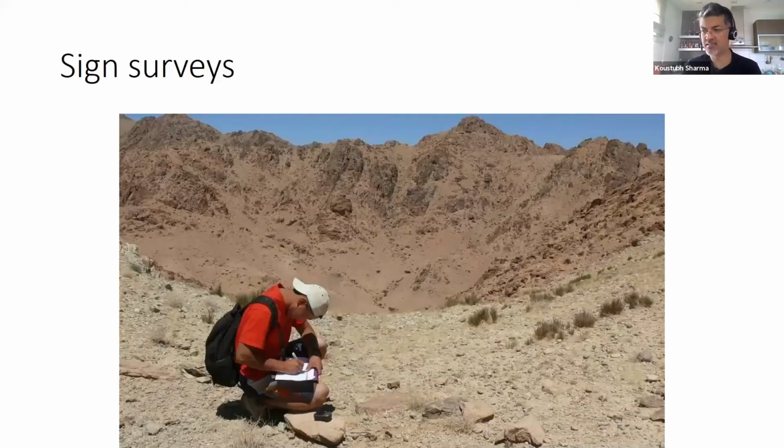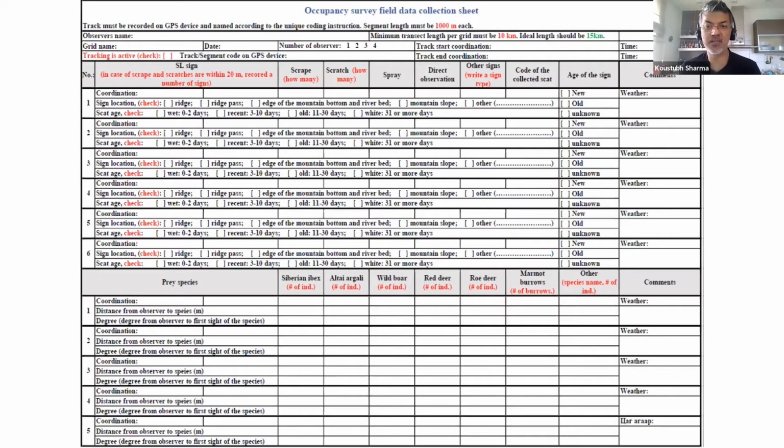Now, typically, this is how sign survey data is collected. You might have a data sheet and you might walk, and at every certain point after a certain distance or during the segments that you're traversing, you might need to collect some information if you see a scrape or a sign of snow leopards or any of the species of your interest. Now, as I mentioned, you would have noticed that the data isn't really collected in the format in which we want to use it.